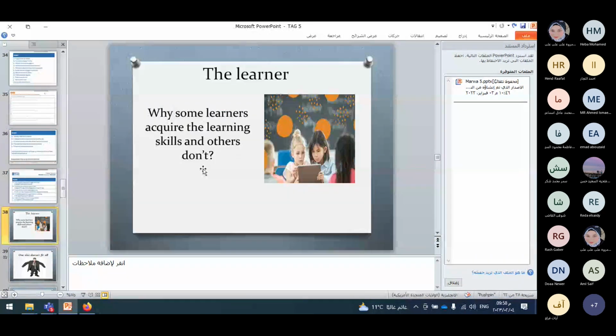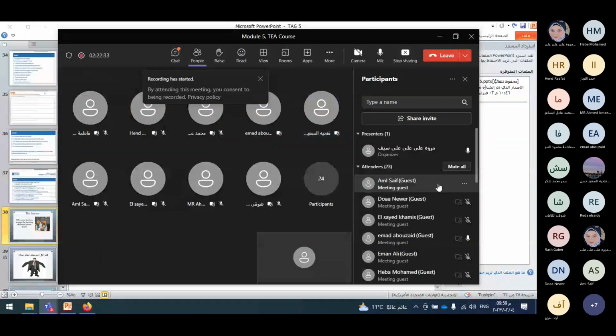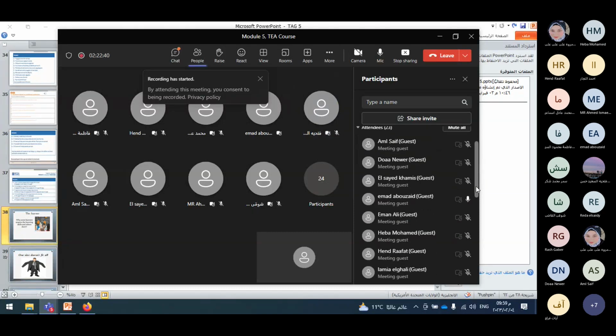This time, please raise your hand and speak, because I don't want lots of background noise. This really interrupts the flow of the session. Why do some learners acquire the learning skills and others don't? Why? Think a little bit. Let me check participants here. Raise your hand. Please don't unmute yourself unless I tell you. Please, raise your hand to be organized.